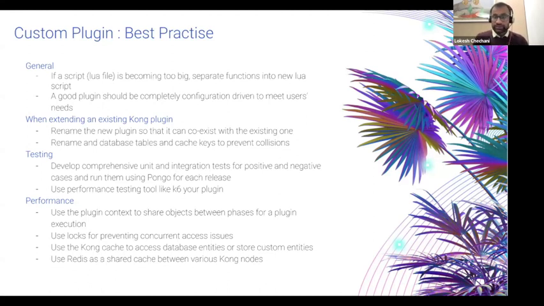When you extend an existing Kong plugin, for example an enterprise plugin like Keycloak or OpenID, try to use a different name, otherwise they will clash with each other. Similarly, rename database tables and cache keys to prevent collision if you are implementing a custom plugin which deals with database tables. Don't use the same ones.